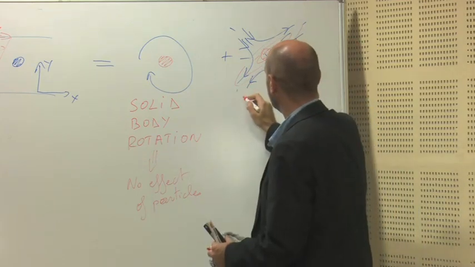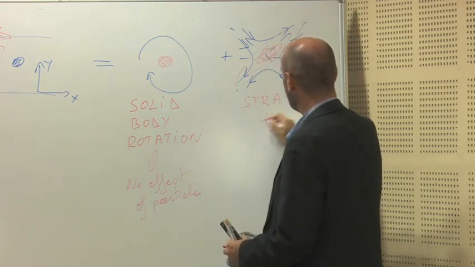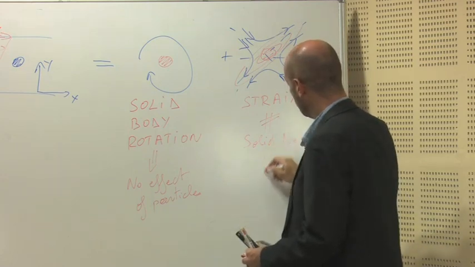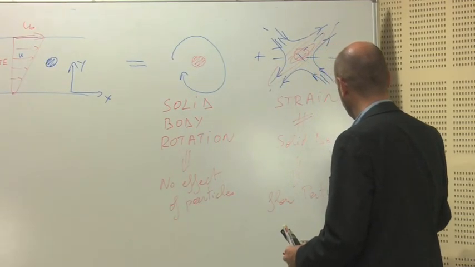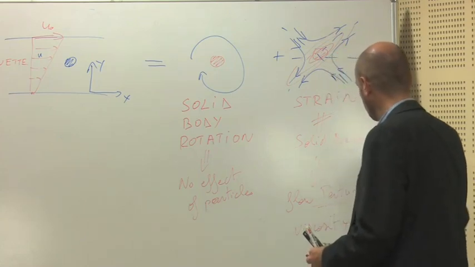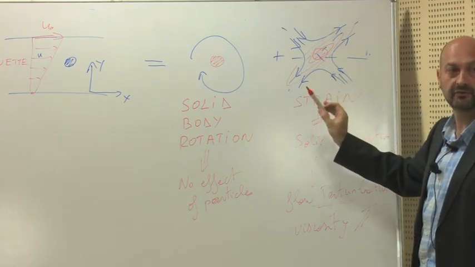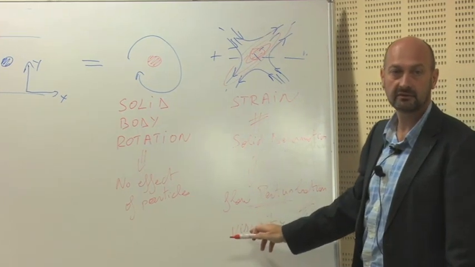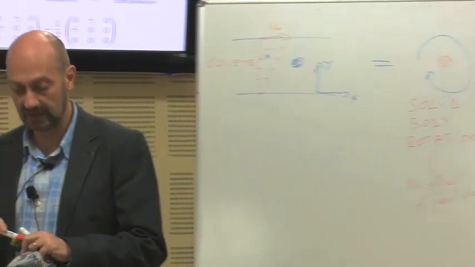So you have strain, but you don't have any solid deformation, and that will generate flow perturbation. The strain would like to deform the particle, but the particle is solid and cannot deform, so it will react on the flow, generating some flow perturbation, and this flow perturbation is going to dissipate energy, and then it will increase the effective viscosity. So this is the basic mechanism you have to understand for the rheology of suspensions. Everything is based on that.